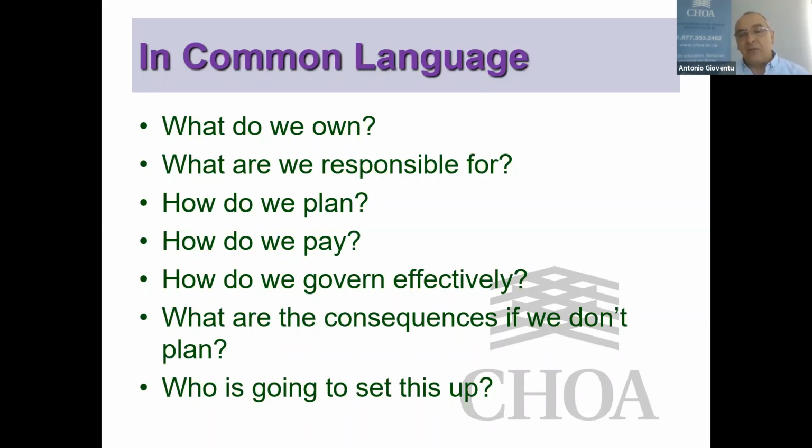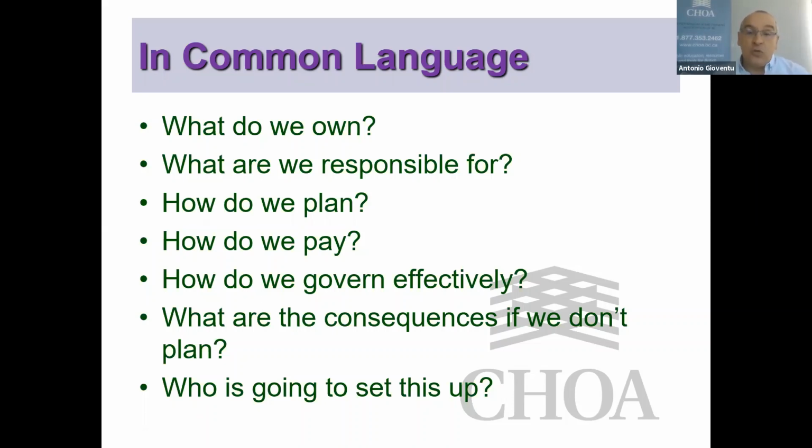How we pay, of course, is the simple answer. It's through our Strata fees. Much easier to be paying monthly through Strata fees and long-term planning than special levies. We know special levies are always problematic. How do we govern effectively? And that really comes down to our bylaws. Do we need additional bylaws with respects to maintenance and repair? What are the consequences if we don't plan?